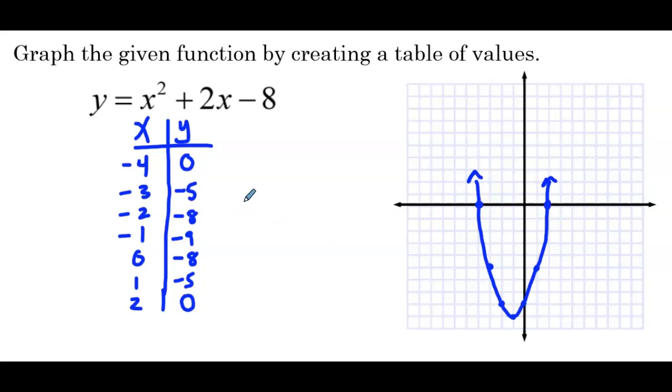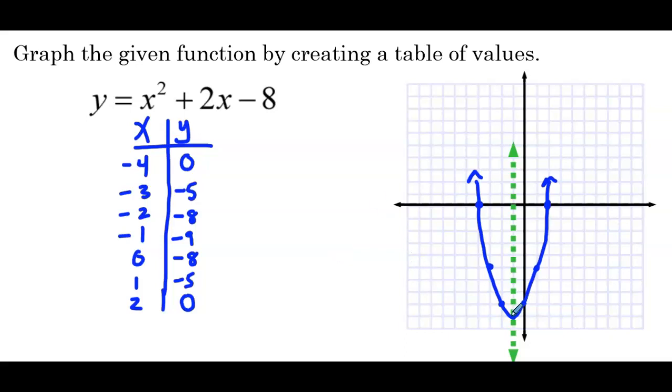We refer to this curve as a parabola, and it's the graph of a quadratic function. Now what I want you to notice in this graph is if I take a vertical line and I go exactly down the middle, it splits the graph into 2 symmetric halves. So what we call that line that I just drew, we call it the axis of symmetry. It's the line that splits the graph into 2 symmetric halves.